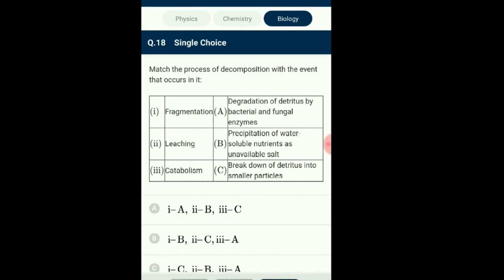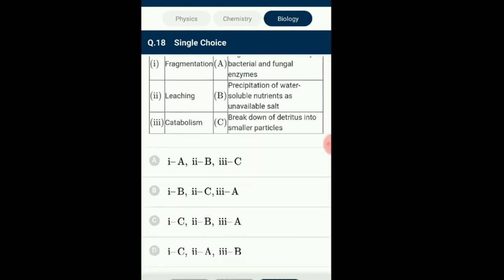Fragmentation, leaching, and catabolism are important steps of decomposition. Fragmentation is the process of breakdown of detritus consisting of remains of dead plants and animals into small particles by detritivores like earthworms. The water-soluble inorganic nutrients obtained from the process of decomposition get precipitated as unavailable salts. This process is known as leaching. Degradation of detritus into simpler inorganic substances by bacterial and fungal enzymes is called catabolism. So the correctly matching option is option C.